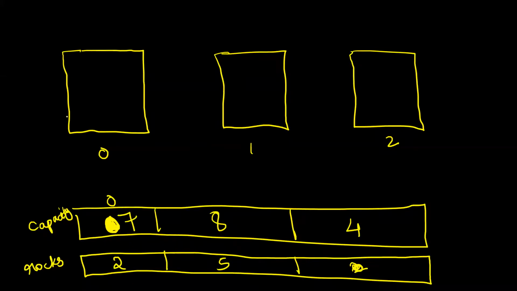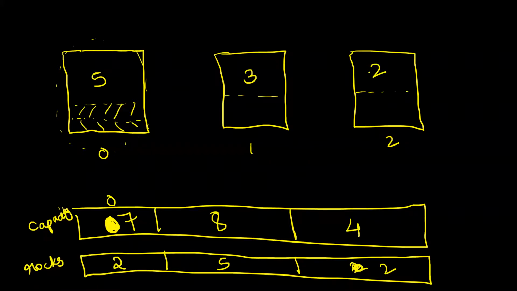So if you want to understand, this bag can hold a maximum of 7 rocks, and currently it contains 2 rocks. So how many more rocks can this bag hold? 5 rocks. You can put 5 more rocks in this bag. For bag number 1, the capacity is 8 and currently it contains 5 rocks, so you can put in 3 more rocks. For bag with index 2, the capacity is 4 and it contains 2 rocks, so you can place 2 more rocks.